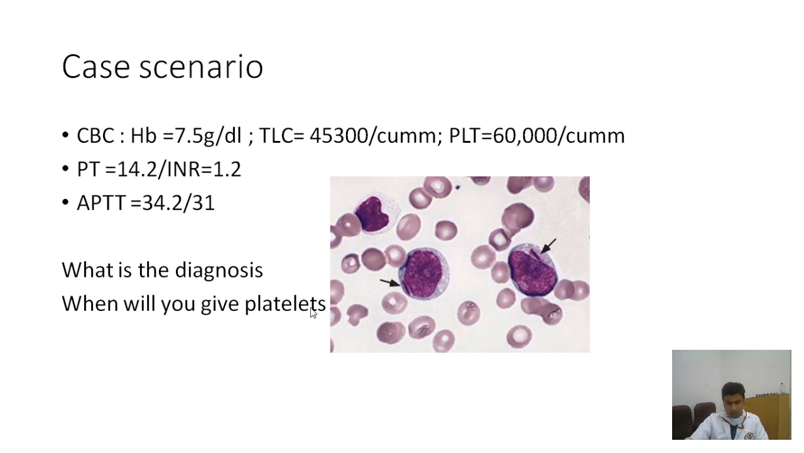And in such a child, would you give platelets? If the platelets are 60,000, platelet transfusion would not be indicated unless and until the child is bleeding. But once the platelets are less than 10,000, then prophylactic platelets are given. Otherwise, there is a risk of a life-threatening bleed occurring.